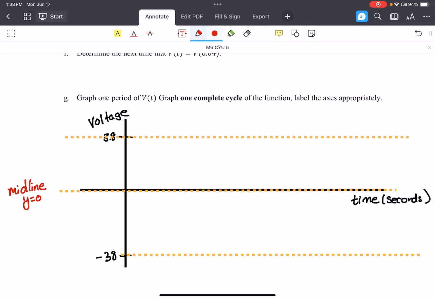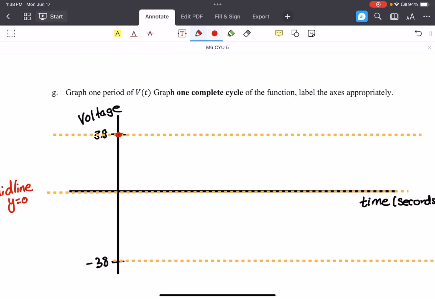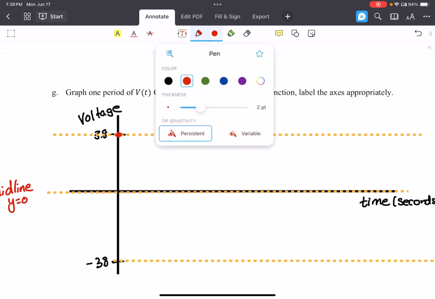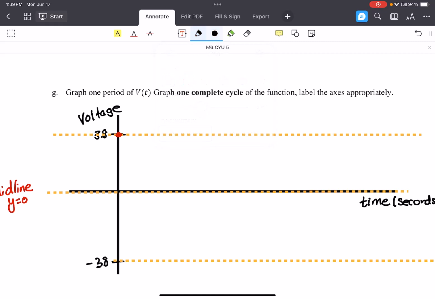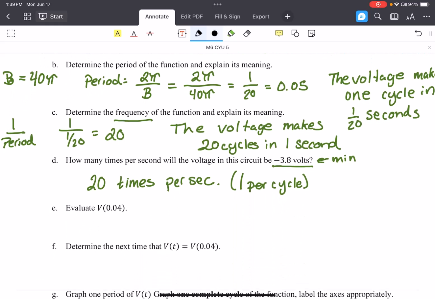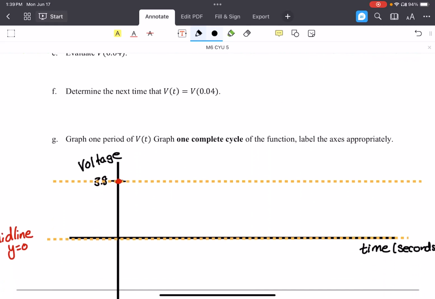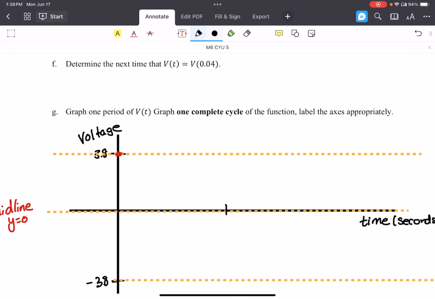And then I'm starting with a cosine function. Cosine starts high. So I know for sure I'm going to be starting at my maximum value. And then one full cycle later, I'm going to be back at my maximum value. So in this case, I want to think about what the cycle is. Well, we said the cycle is 1/20th of a second, which is 0.05. So I'm going to mark 0.05 over here. That's going to be one full cycle. So I'm going to be back at that maximum value at the end of my cycle.